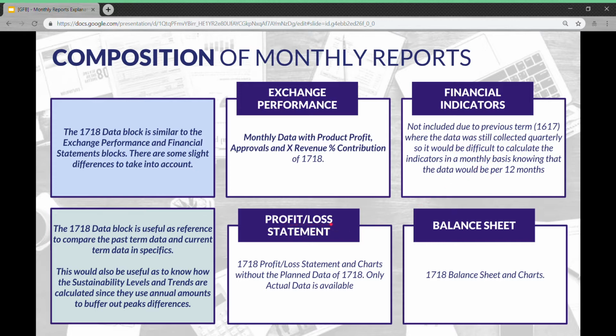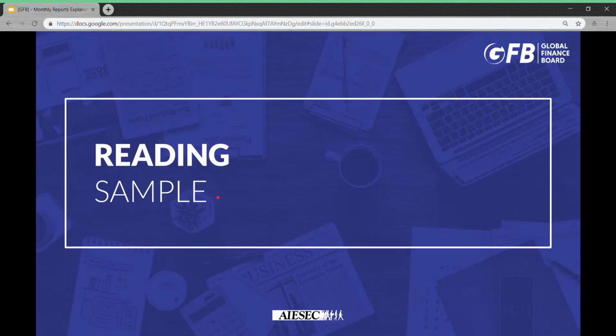And the monthly profit loss statement is the 1718 version. Meanwhile, the balance sheet is the 1718 version. So the 1718 data block is useful mainly as a reference, to compare the past term data and current term data in specifics. This would be useful to know how the sustainability levels and trends are calculated, since they use annual amounts to buffer out peak differences.